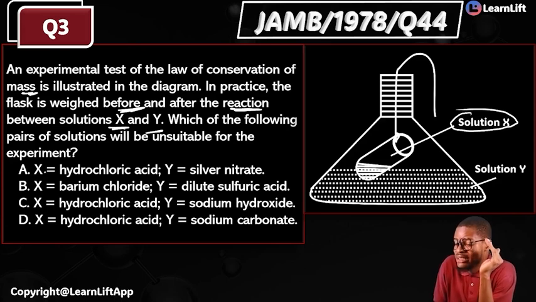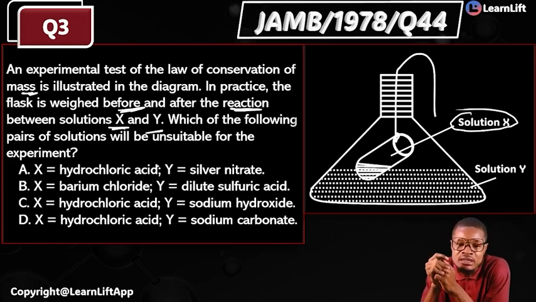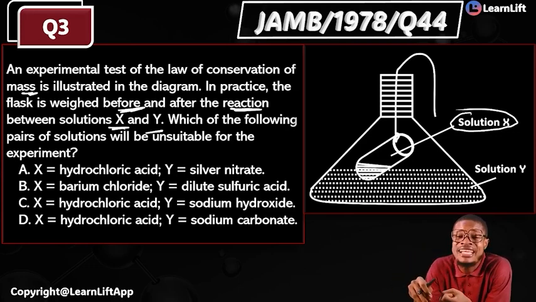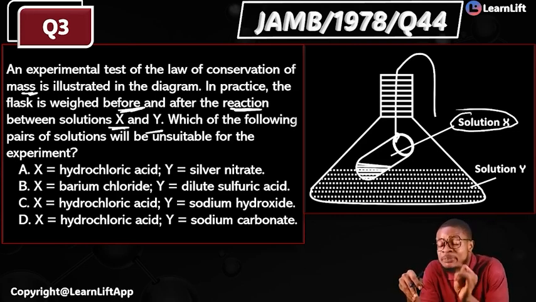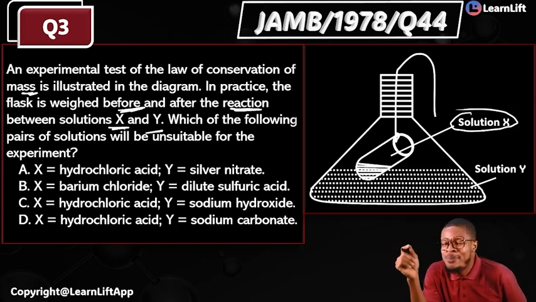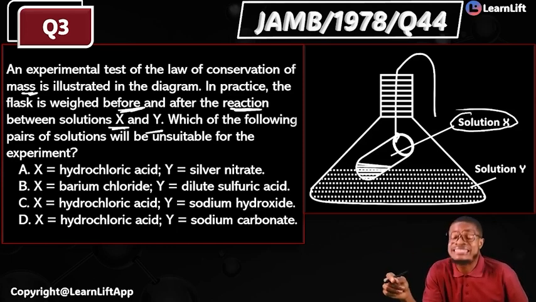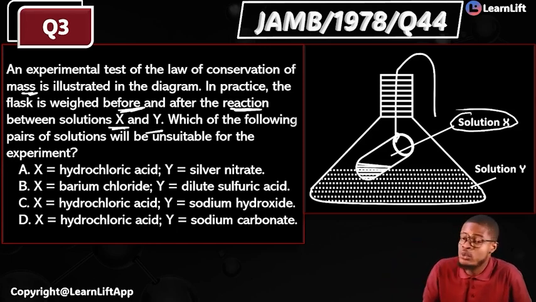A says X is dilute hydrochloric acid and then Y is your silver nitrate. HCl and silver nitrate, can they react? Yes, it will precipitate silver chloride. So you can use it. Precipitation reactions and neutralization reactions can be used. Option B says your barium chloride and dilute sulfuric acid. Yes, a precipitation reaction will also be formed there.